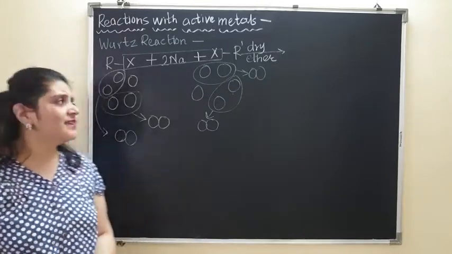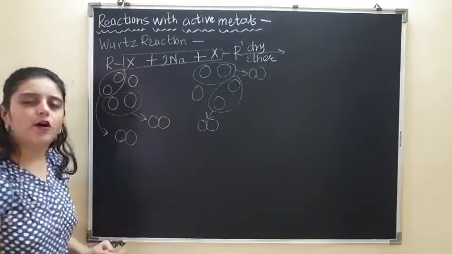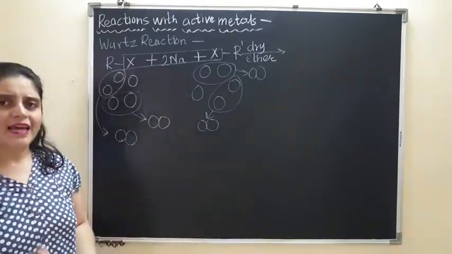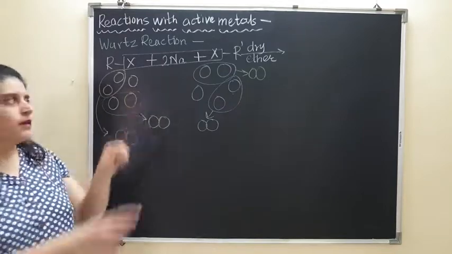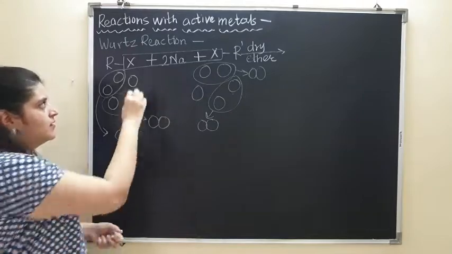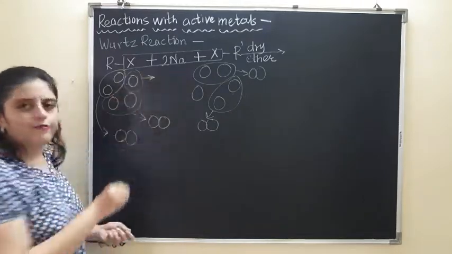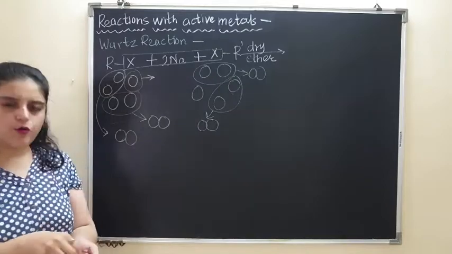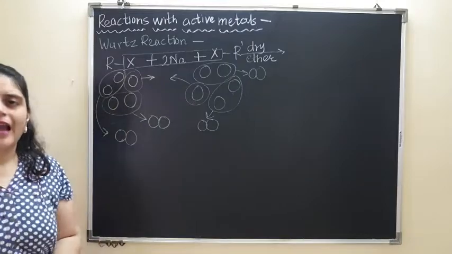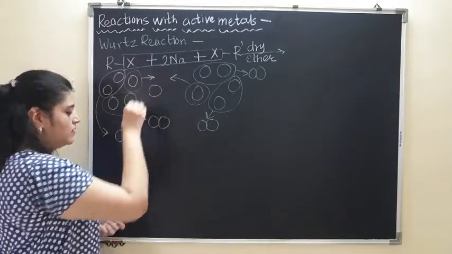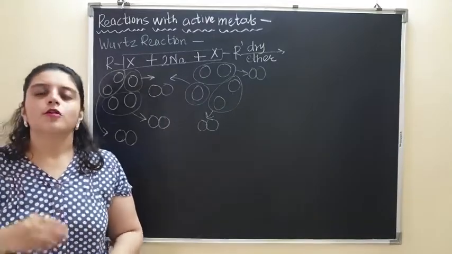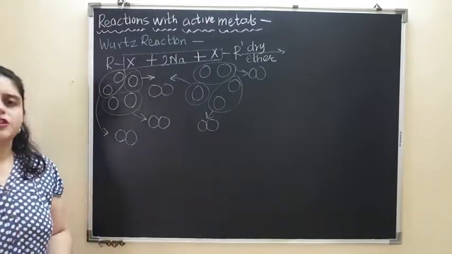But it is not necessary that this orange color will combine with orange color always, or this green color will always combine with green color. There is a possibility that one orange color will combine with green color like this. One from here, the first alkyl group may combine with this second alkyl group to form alkane like this. So basically here we are getting a mixture of product.